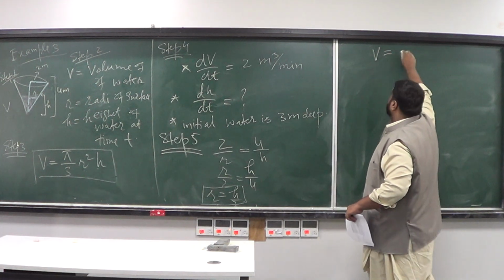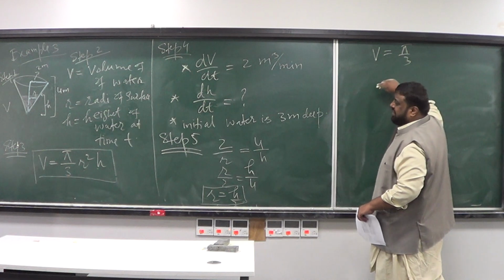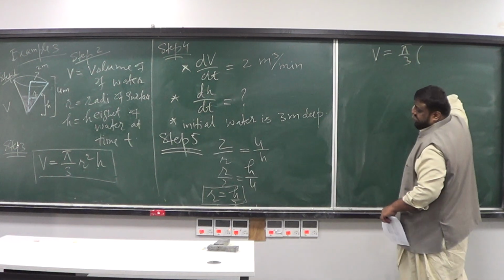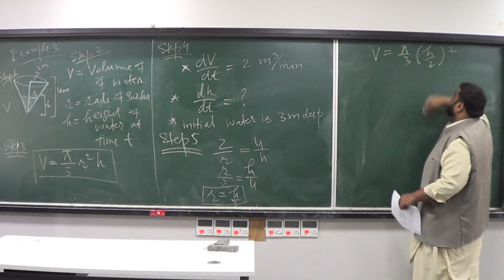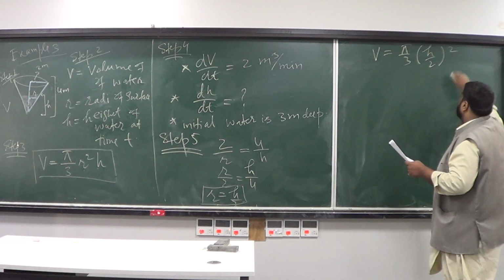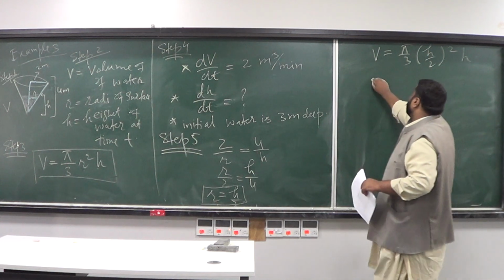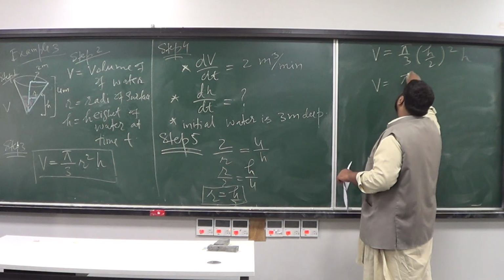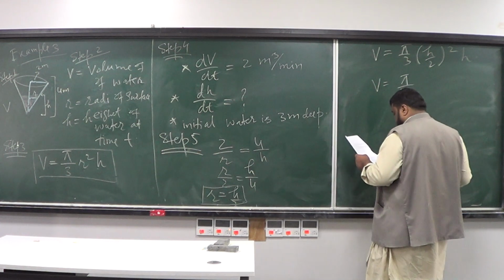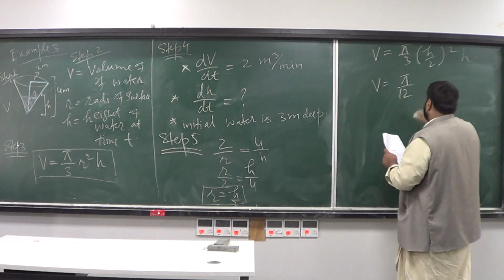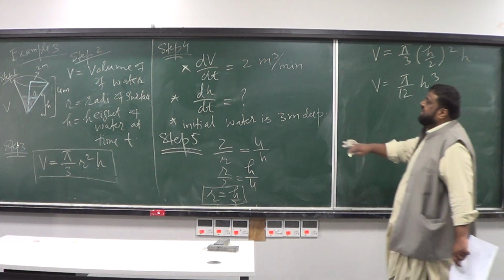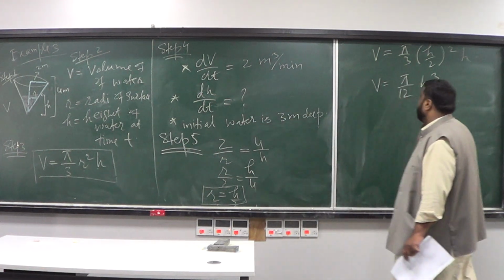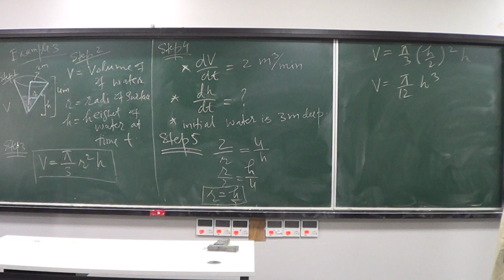So the V then is going to be pi upon 3, r squared, which is (h/2) squared, times h. So you're going to get V equal to pi over 4, this will become 12, and h cubed. So now I have a relationship that is purely between the V and h, and things are known to me, so using this I will try to figure out the derivative of this.